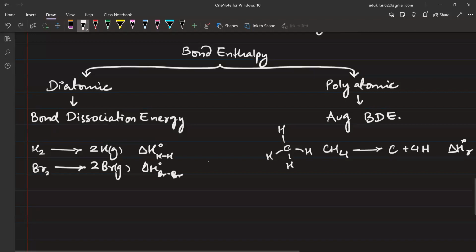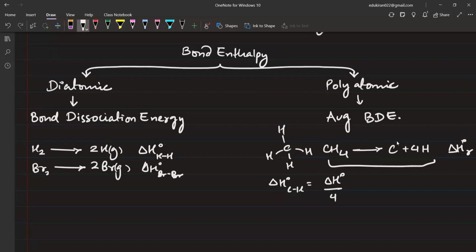So that is why, whatever the enthalpy of this reaction is, CH4 to C and 4 H, the delta H naught of C-H will be equal to the enthalpy of this reaction, delta H naught R, divided by 4. Because in this reaction we are breaking 4 moles of bonds, and by the definition, bond enthalpy is the breaking of 1 mole of bond. So I will divide it by 4. Make sense, everyone? Yes or no? Please tell me. ठीक है, चलिए write this down.